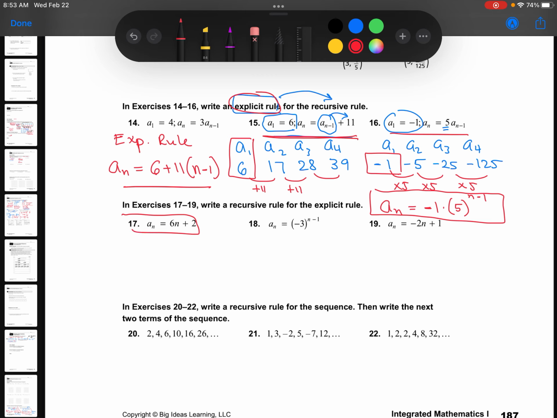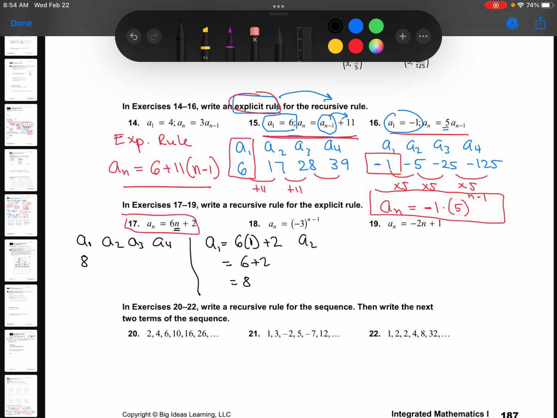Let's do 17. Because you might find some of the exercises on the Big Ideas Math assignment like that. This should not be really different from what we should know. A1, A2, A3, A4. In this case, n is going to represent the position of the term. So a sub 1 is going to be this. Let me do it over here. A sub 1 is 6 times 1 plus 2, which means this is 6 plus 2 equals 8. So a sub 1 is 8.